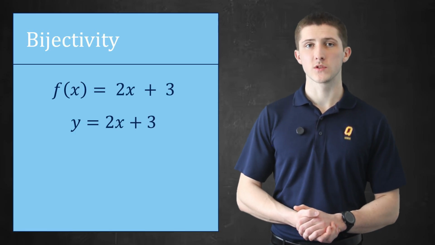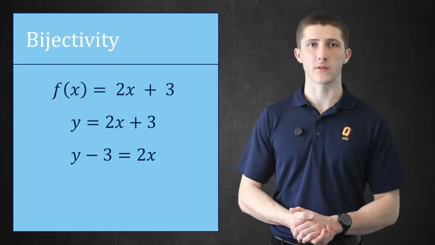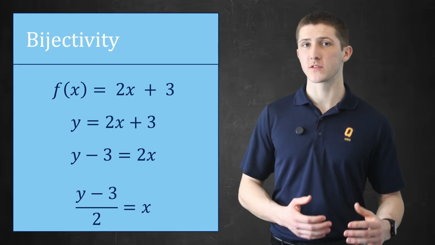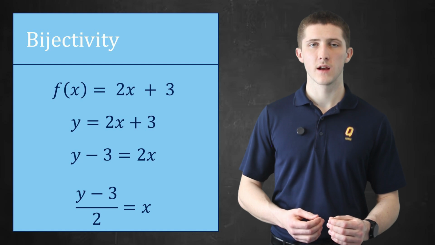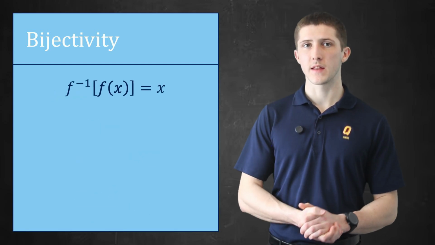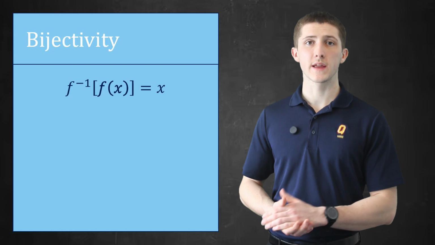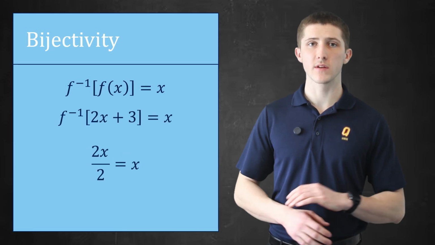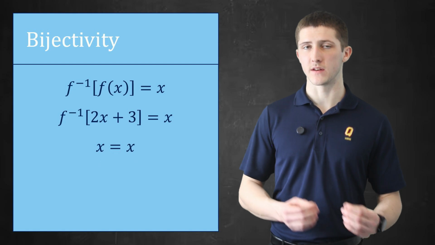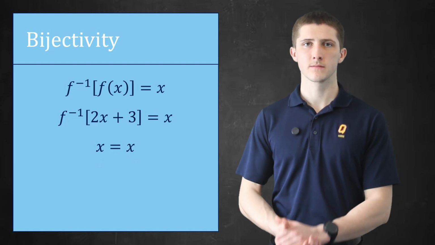If we say y equals 2x plus 3, then subtracting by 3, we get y minus 3 equals 2x. Dividing by 2, we get (y minus 3) divided by 2 equals x. This is our inverse function. If we apply our mapping to an input x, then apply our inverse mapping to that, we'll get back to x, and we can see that everything will cancel out very nicely. Therefore, since our function has an inverse, it is bijective.